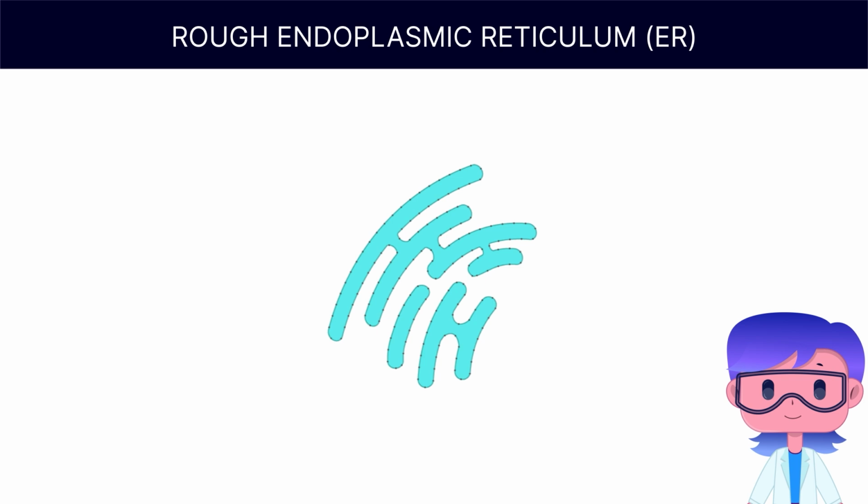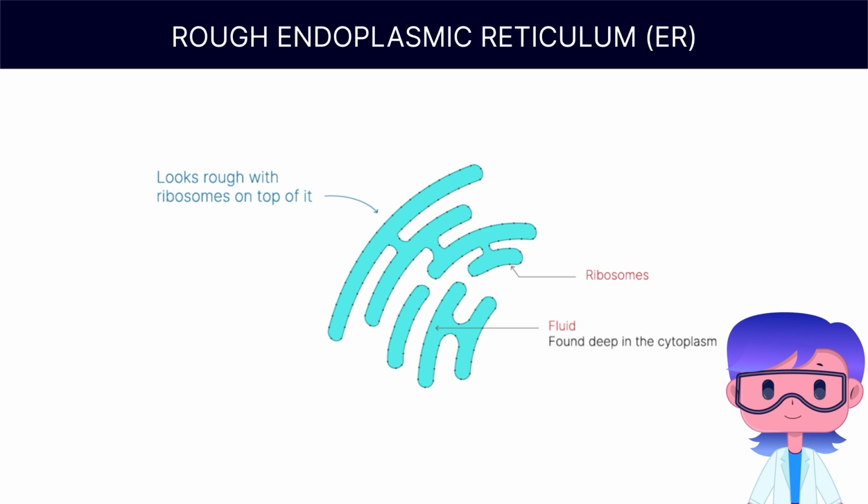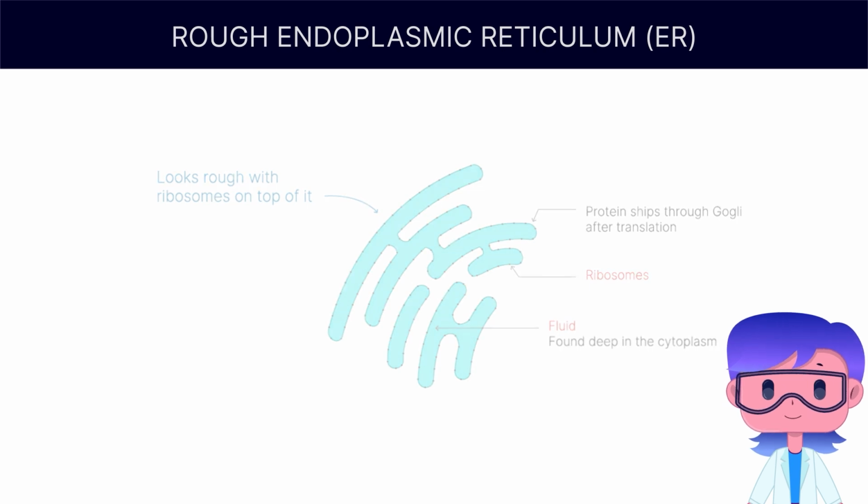The membranes of the rough ER appear to be a network of flat, sealed sacs, with the outside being bumpy by the presence of small, round organelles called ribosomes. These are molecules made in the nucleus that synthesize proteins out of amino acids and polypeptide chains. The rough ER provides quality control for these proteins and organizes them to be sent to their final destination.